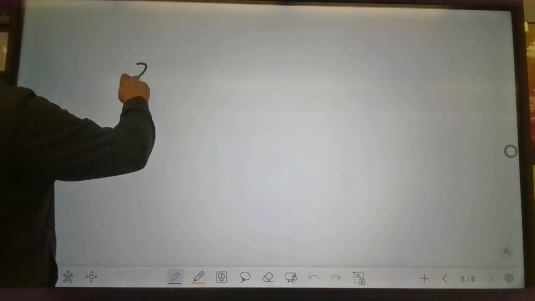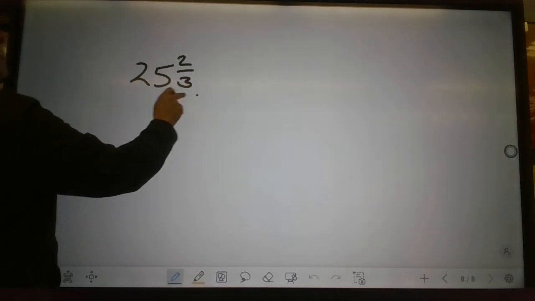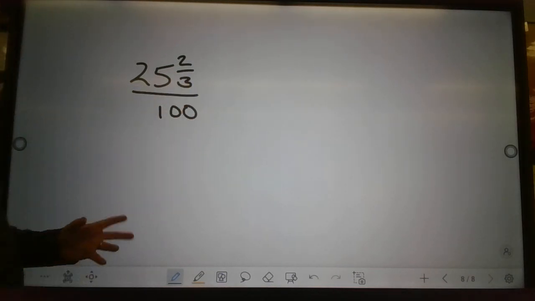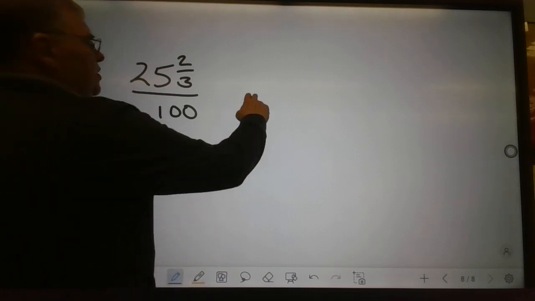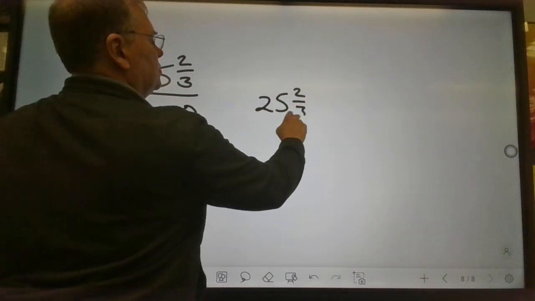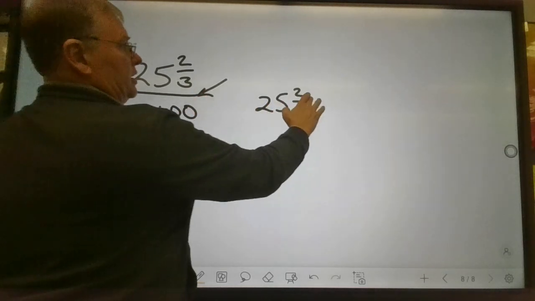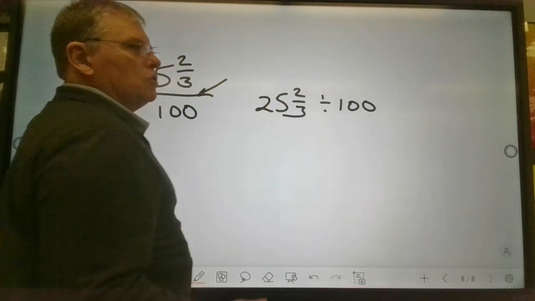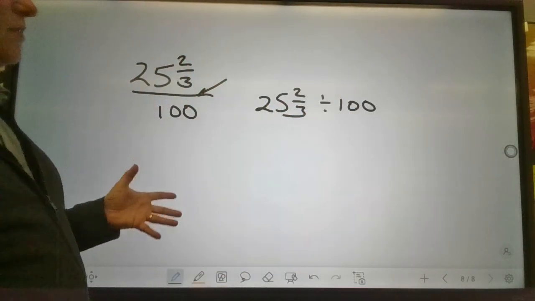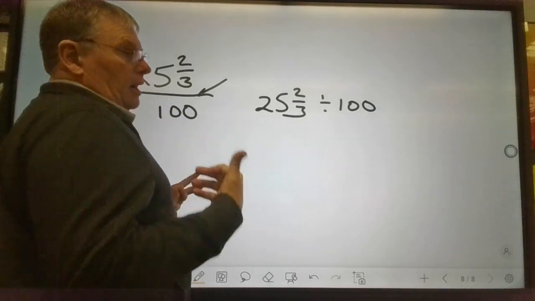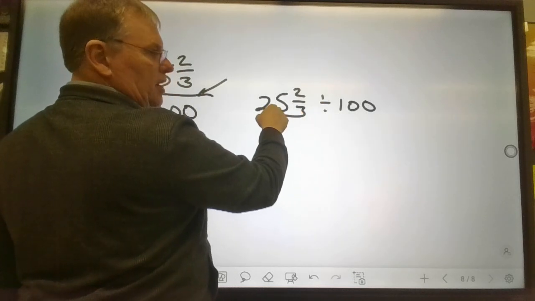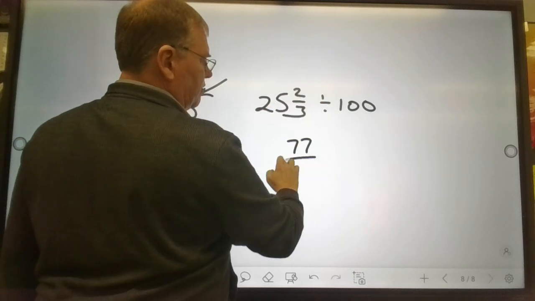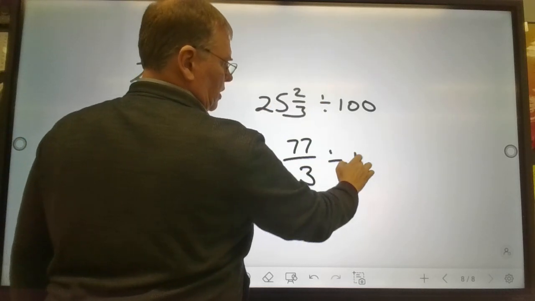Now, what about another type of problem, such as 25 2/3 over 100? Again, a complicated fraction, mixed number over 100. Well, this is nothing more than 25 2/3. Remember, that means divide by 100. Now, you could just punch that into your calculator the way it is, 25 2/3 divided by 100, or I don't have a calculator, so I'd have to do it the old-fashioned way. Mixed number, 3 times 25 is 75, plus 2, 77 over 3 divided by 100.